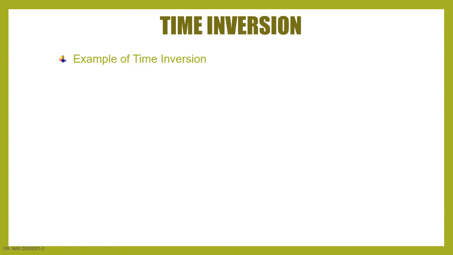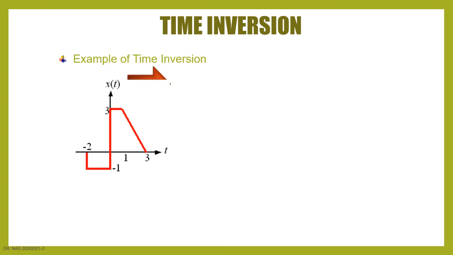Let's look at another example of time inversion. This is the original signal. So what happens when you have a new signal y equal to x(minus t)? For time inversion, there's a negative inside the bracket, so it's a time-based operation.